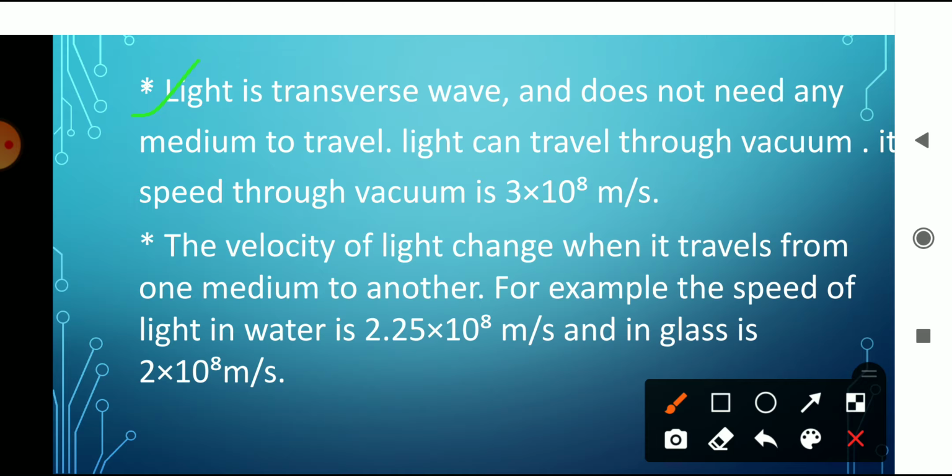Next point, the velocity of light changes when it travels from one medium to another. For example, the speed of light in water is 2.25 into 10 to the power 8 meter per second, and in glass is 2 into 10 to the power 8 meter per second.